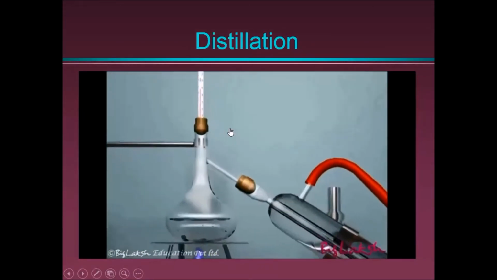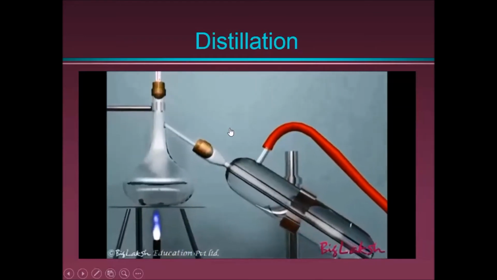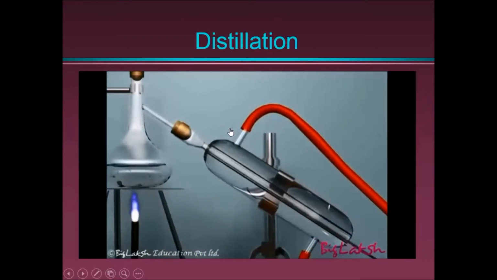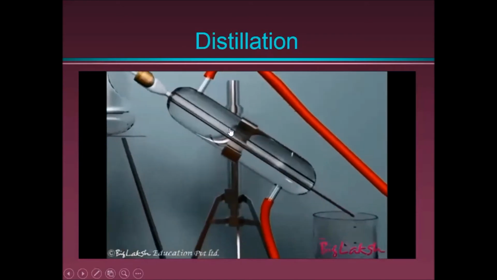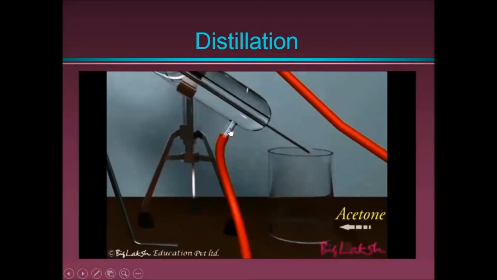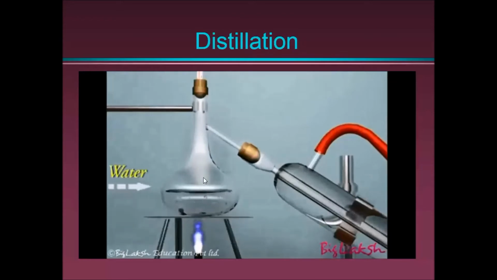See the acetone vaporizing and then condensing in the condenser. This acetone can now be collected from the condenser outlet. On the other hand, the water is left behind in the distillation flask.